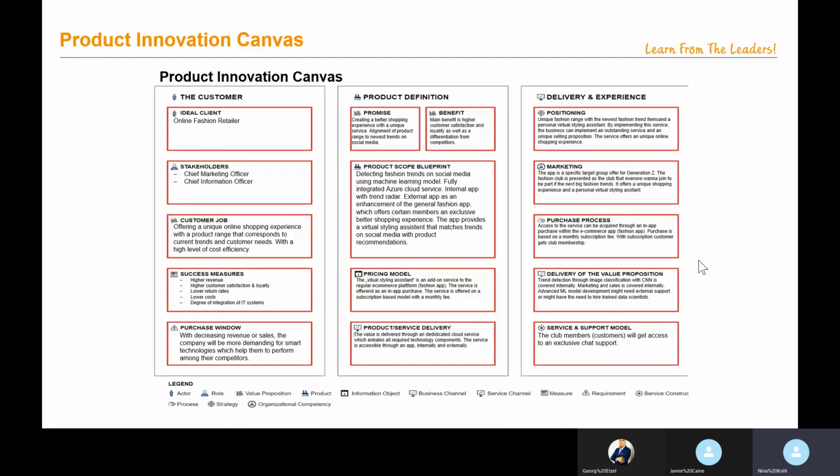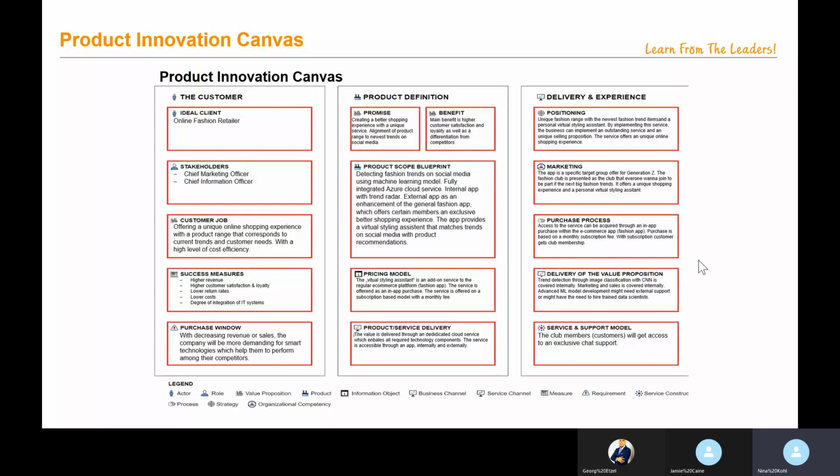So, how can we do this? What does the product or service look like? It is detecting fashion trends on social media using a machine learning model, which is a fully integrated Azure cloud service. It is an internal app which we can build with a trend radar, we can call it. On the other hand, we can build an external app as an enhancement of your general fashion app, which offers certain customers an exclusive, better shopping experience, like a club membership. And this app provides a virtual styling assistant that matches trends on social media with product recommendations.